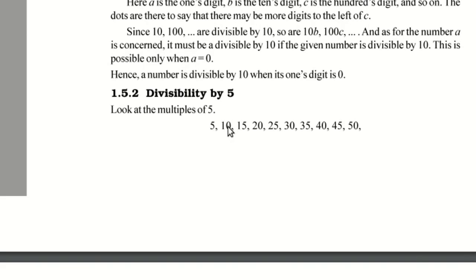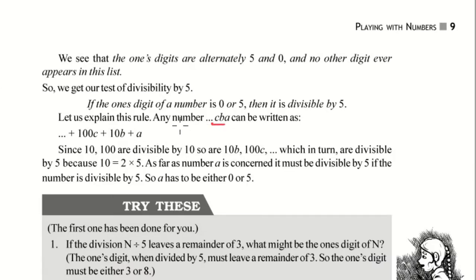Divisibility by 5. We know that any number could be represented in this form: 1 times A, 10 times B, 100 times C and so on. Since 10, 100, 1000, 10,000 and all other such numbers are divisible by 10, which in turn are divisible by 5, because 5 is a factor of 10, any number which is divisible by 10 is also divisible by 5. So we need to check whether the unit place is 0 or 5.